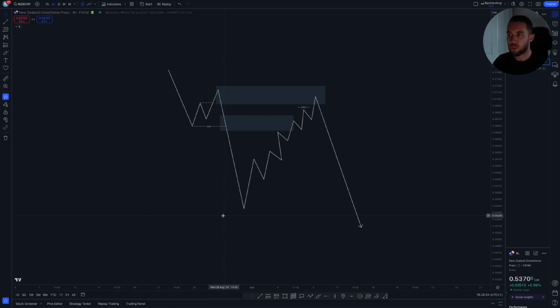So as you can see, what we've got so far is a sweep of liquidity. The order block that we are looking to trade from has swept liquidity. It's broken structure. It's left behind a fair value gap. We have engineered liquidity in the form of this inducement level right here.